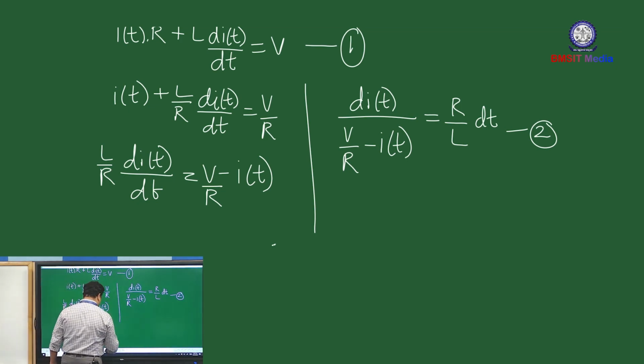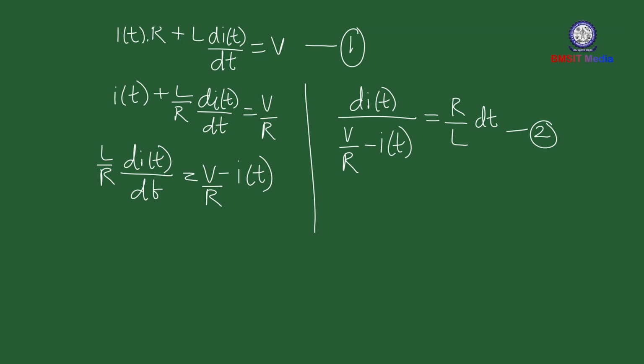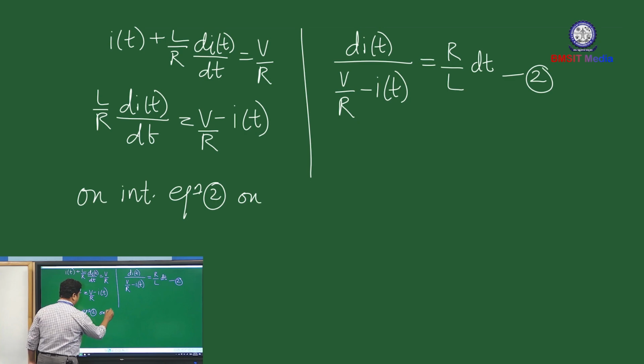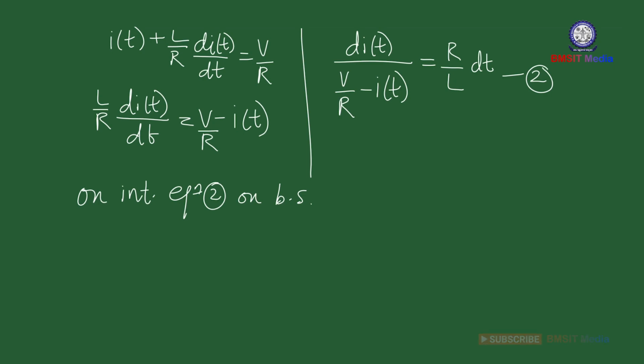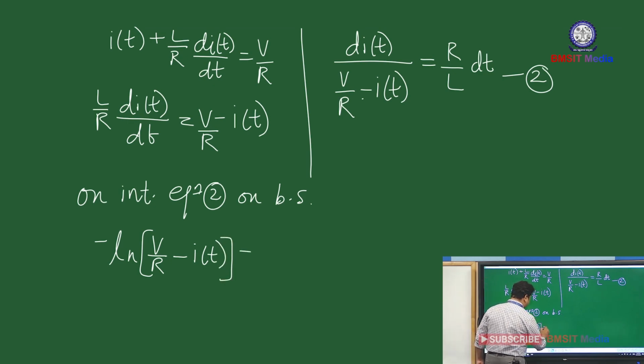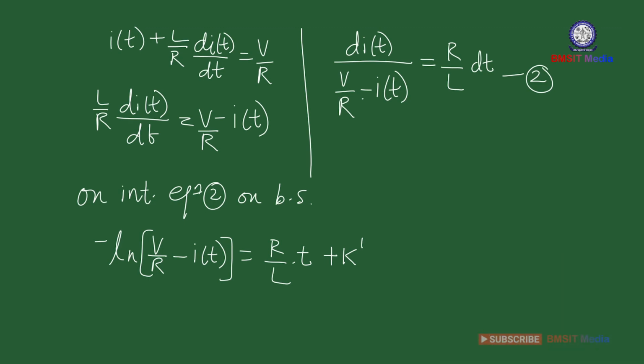Now, to find I of t, I will be integrating equation 2 on both sides. Okay. Now, on integrating equation 2 on both sides, it is 1 by the function, it will be natural log of V by R minus I of t, with a minus sign, equals R over L into t plus some arbitrary constant k dash.